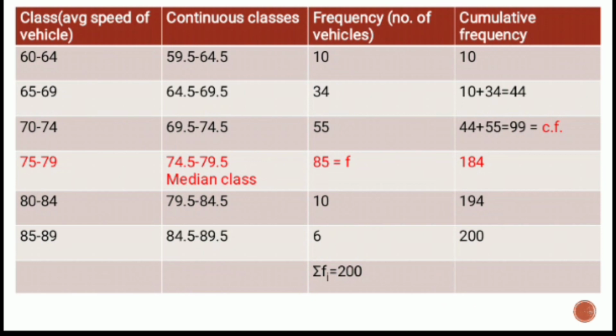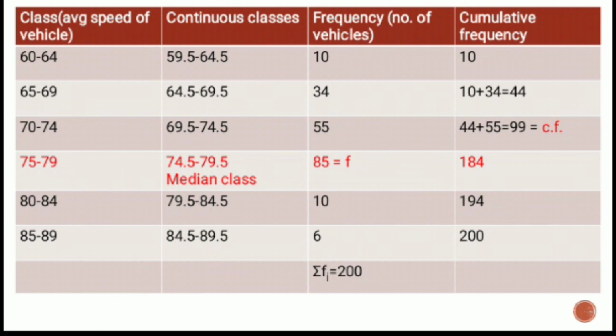In this way you have to draw the tables. In the previous one I told you to draw 3 tables, but in this one I am telling you to draw 4 tables. But for what purpose, I will tell you now. Classes for number of vehicles, continuous classes, then frequency and cumulative frequency.